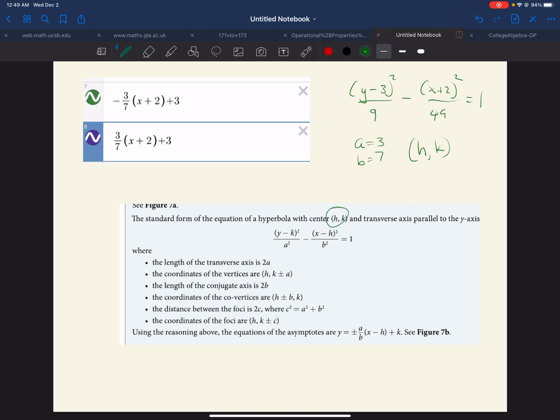It's on that page right there. That center for me, I knew. That center was negative 2, 3. So now I want to call your attention to this right here. So they tell you, using that reasoning, there is the equation of the asymptote. So it's supposed to be y equals plus or minus a over b. Well, a is 3 over b is 7. And then x minus h. Well, h is negative 2, so x minus negative 2 is x plus 2. And then it's plus k, and k is 3, so it should be plus 3.